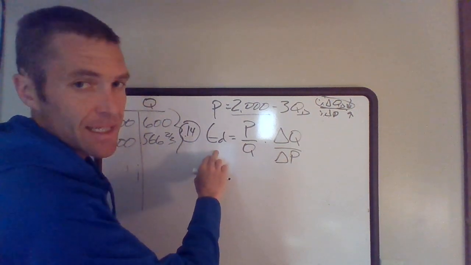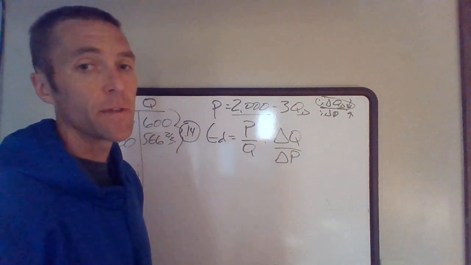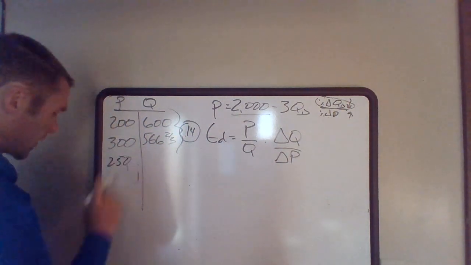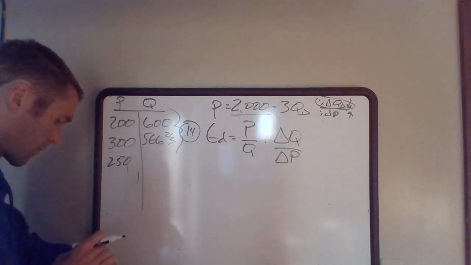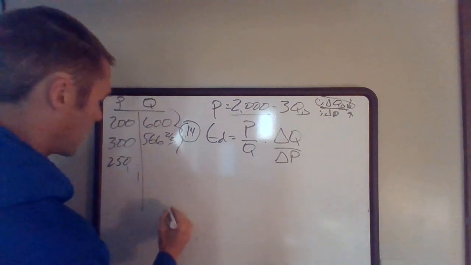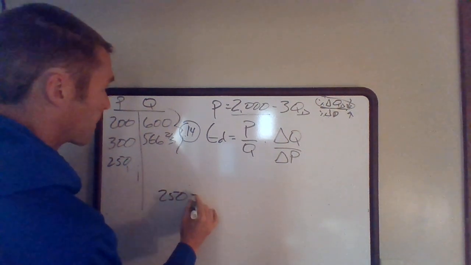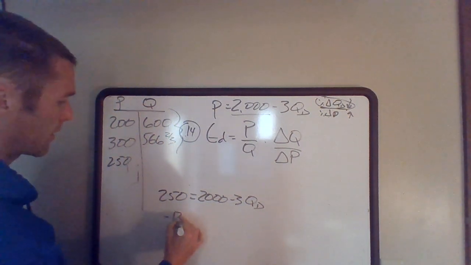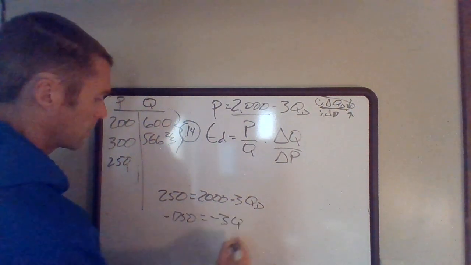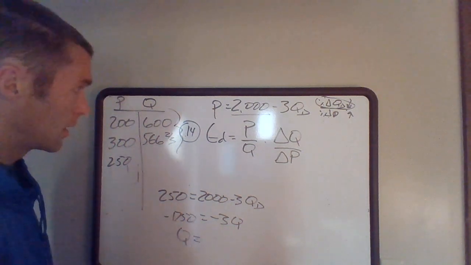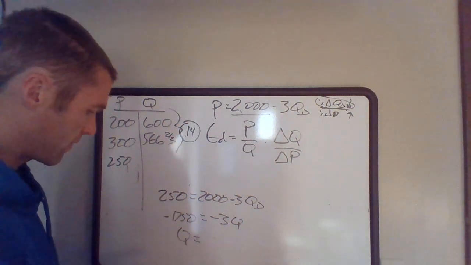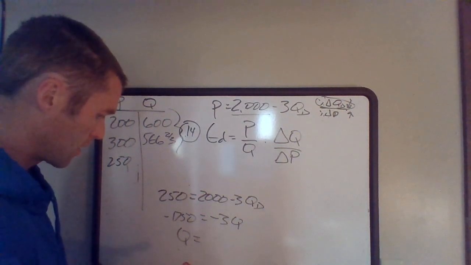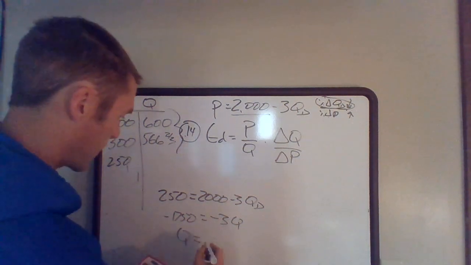Let's find our elasticity of demand at $250, right in between. So if my price is $250, negative 1750 is equal to negative 3Q. My quantity should be equal to 575, I think. 1750 divided by 3. Oops. Nope, 583.